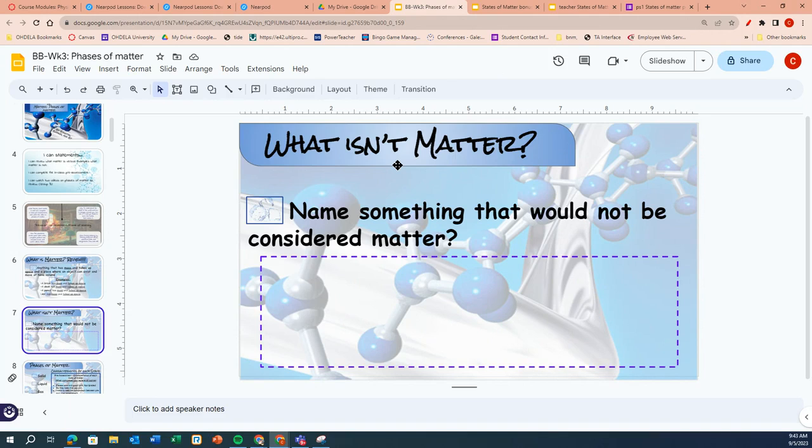Light is not matter because it doesn't have volume, and it doesn't have any mass to it. It's one of the few things that can travel very fast. If you were like light, you could travel very fast, but we don't.